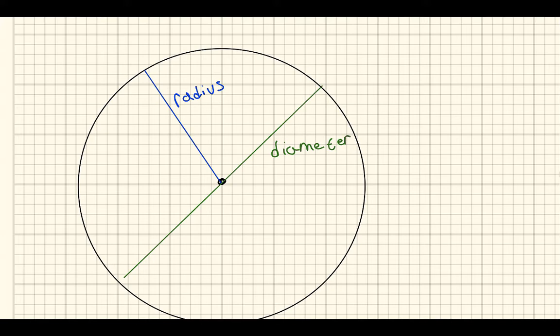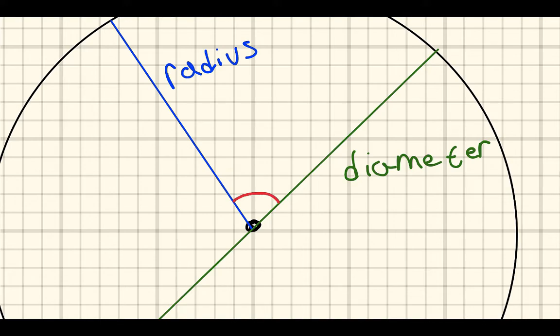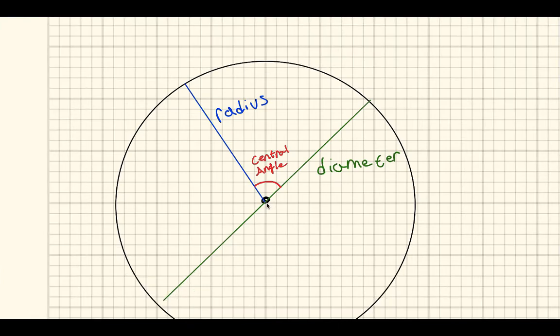And notice when we make these different lines that go through the circle, we actually create some angles in here. So like this thing here, we refer to this as a central angle. It's called a central angle because its vertex is the center of the circle. So we call that a central angle.